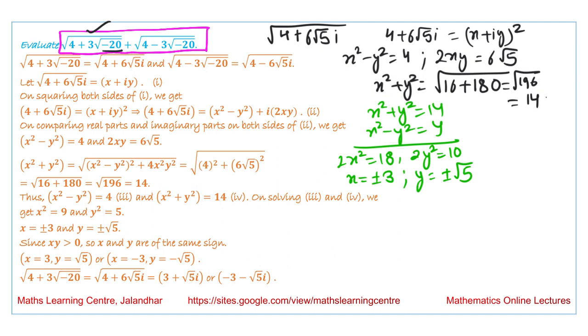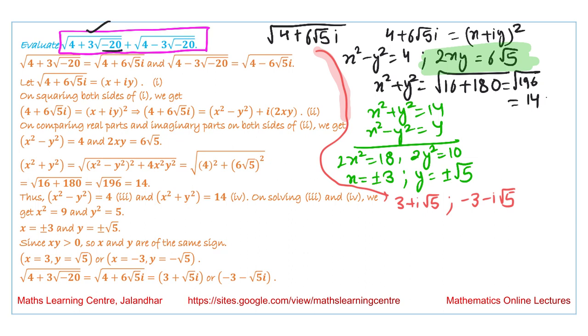Now by this condition, we are saying that x into y is positive. So we will have the two roots of this number. We are talking about this number over here. The two square roots of this number are 3 plus iota root 5, and second is minus 3 minus iota root 5. These are the two square roots of this number.